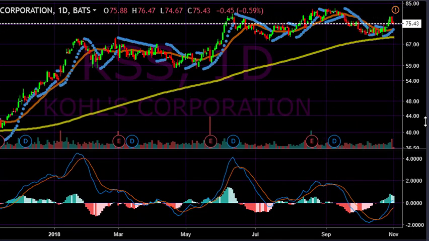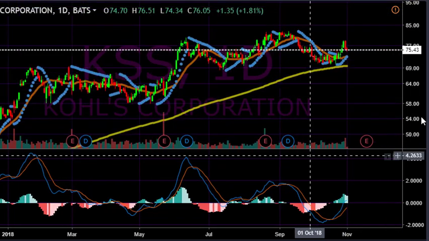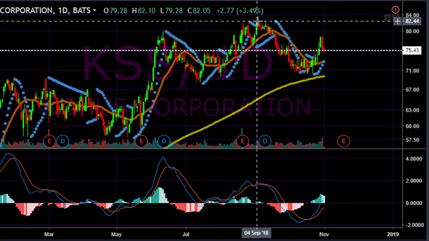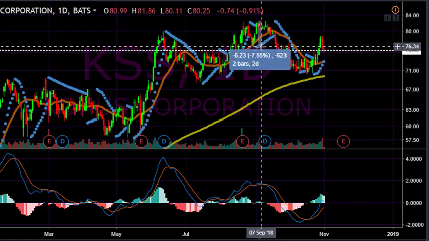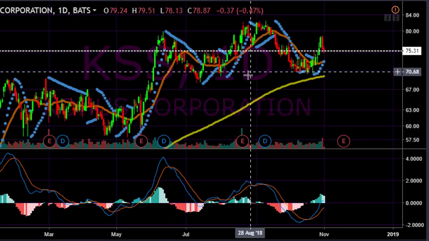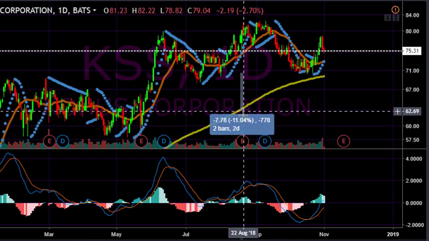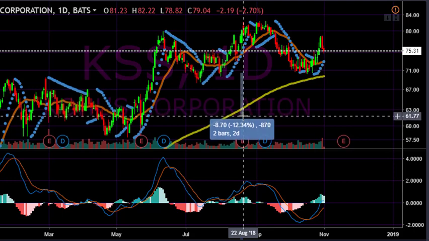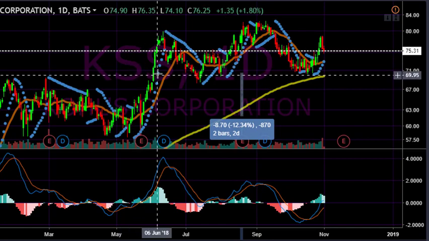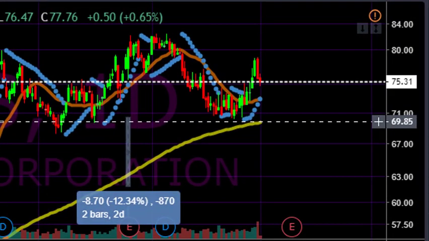So the way that we would measure this is using the measuring tool. If you take the distance from the head to the neckline, it is 12.41 down. So if we measure from the neckline, 12.41 roughly, we're looking at a target around 61.77. But the breakout point is round about here, 69.85.